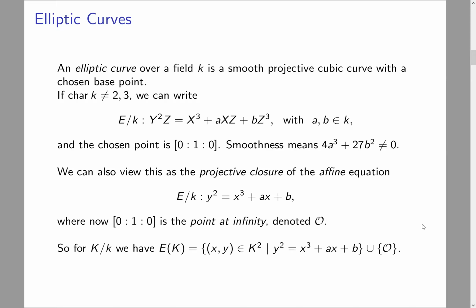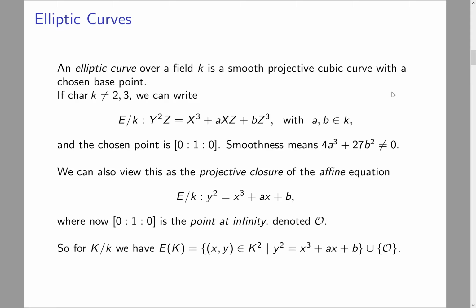And this chosen base point corresponds to this point in projective coordinates, (0, 1, 0). And the smoothness hypothesis here translates to this particular quantity, 4a cubed plus 27b squared, being non-zero. That quantity, or perhaps a scalar multiple of it, is referred to as the discriminant of the elliptic curve, and it's an important invariant. So this is what we mean by an elliptic curve.